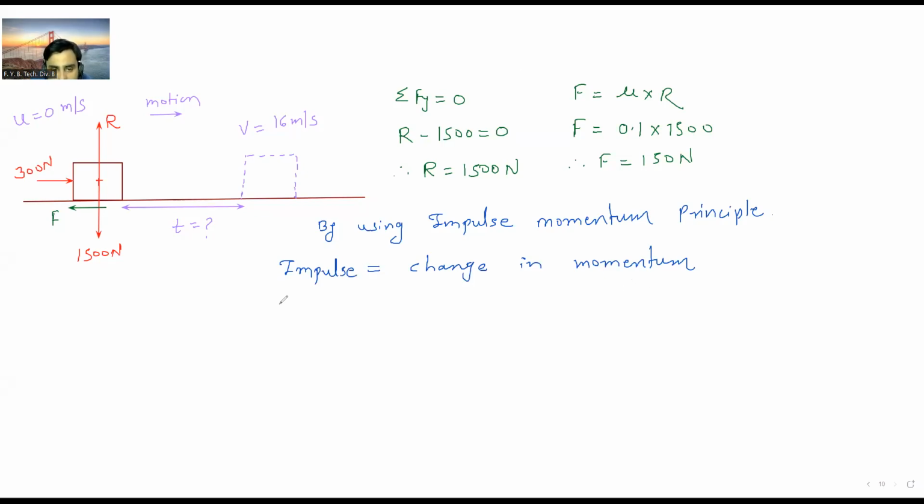So now what is impulse? Impulse is summation F into t. What is change in momentum? A single block is there, so change in momentum is mv minus mu. If you take m common, then summation F into t is equal to m into v minus u. This is for a single block.